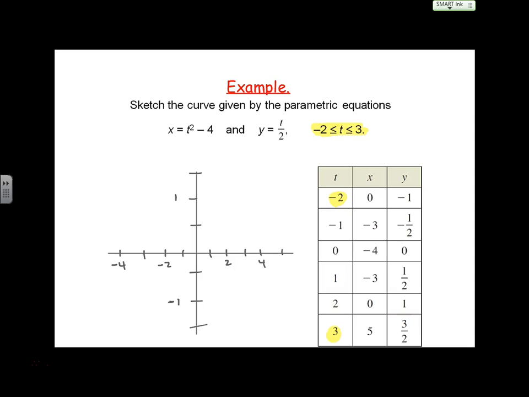So what are we graphing? 0, negative 1, right? Negative 3, negative 1/2. Negative 4, 0. Wait a minute. Negative 3, 1/2. Are planar curves necessarily functions? I need to connect these points.